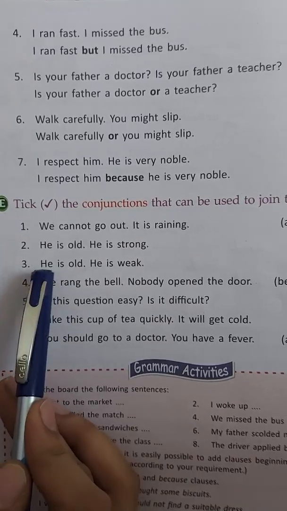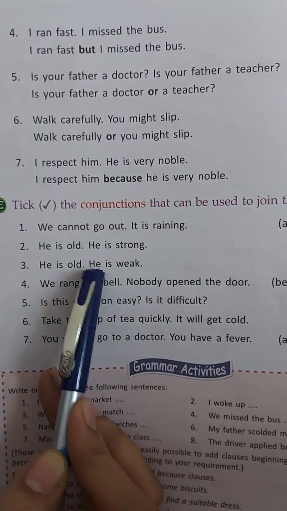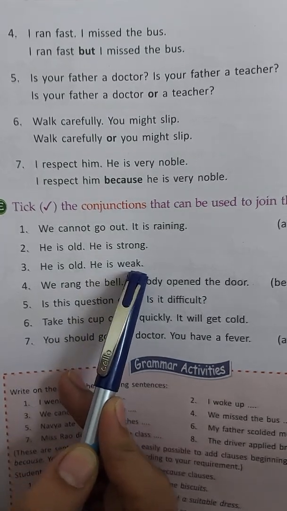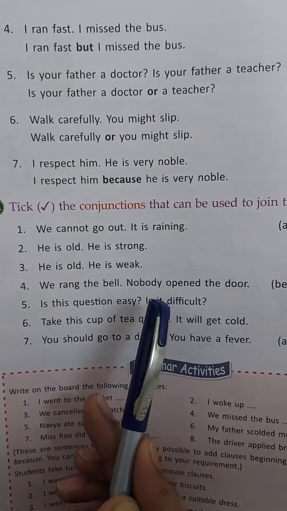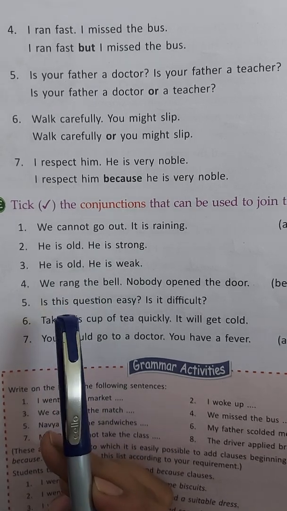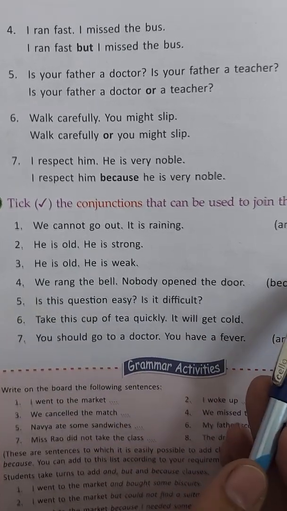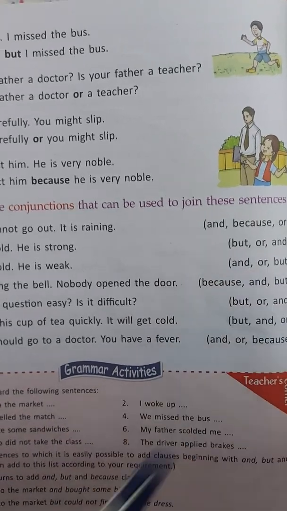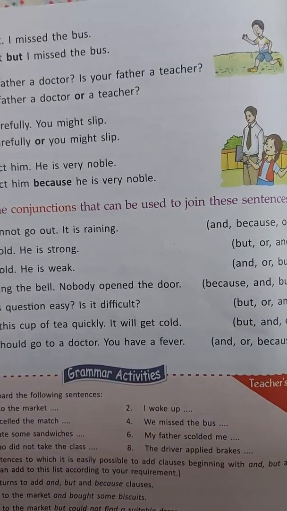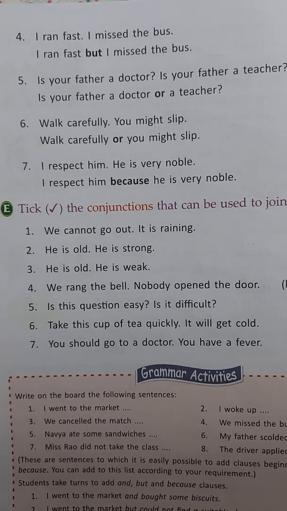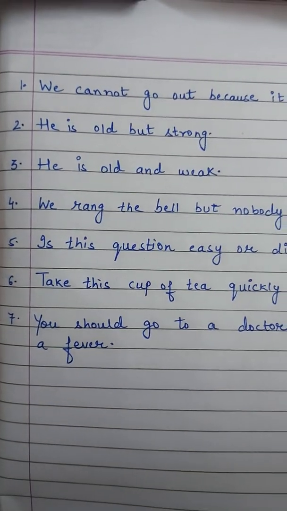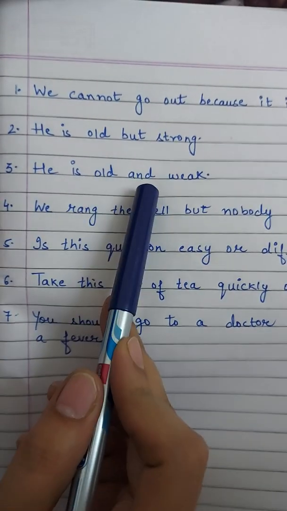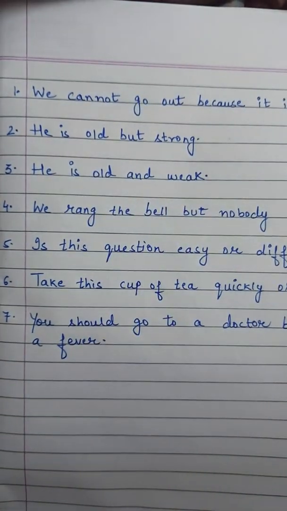Next. He is old. He is weak. Now similar ideas are given here. So we can write the sentence as what? The options are and, or, but. Tell me which conjunction we will use here. We will use the conjunction and here. He is old and weak.